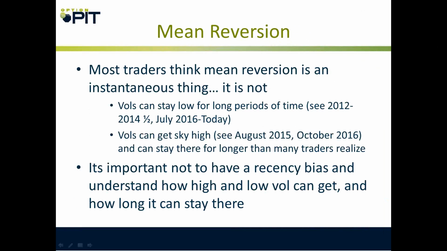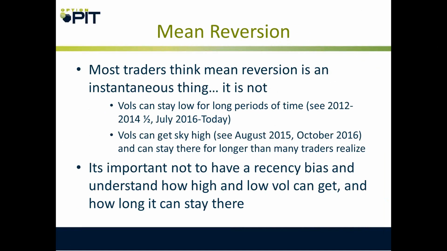The one confusing thing, I think, for most traders is they think that mean reversion is a quick thing. I can tell you, I've seen periods of volatility where it stays very low for very long. We're in the middle of one of those. If the VIX existed in 1970, there are people that think it would have maybe never broken 10. It would have been really inexpensive. But it can also go sky high.